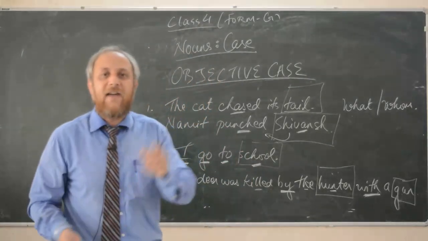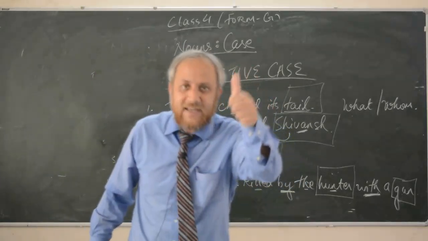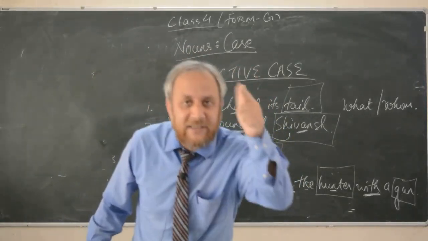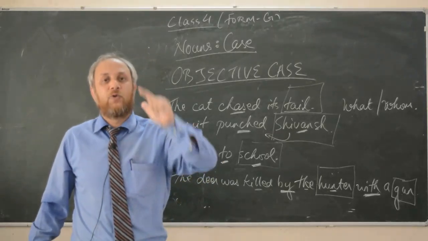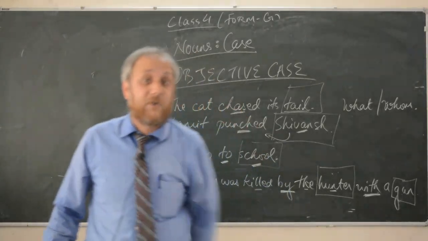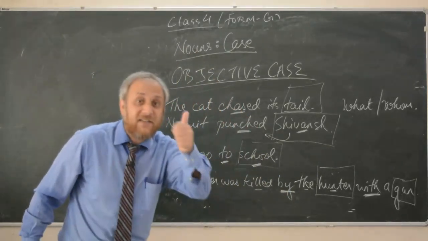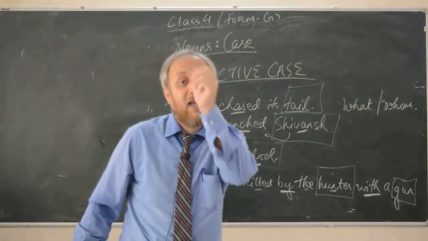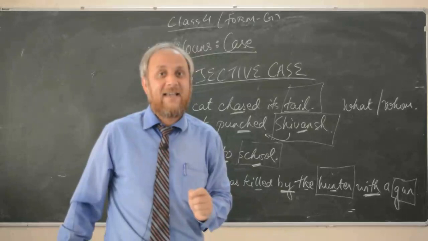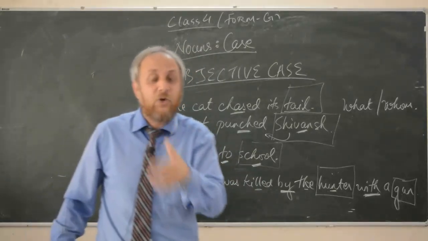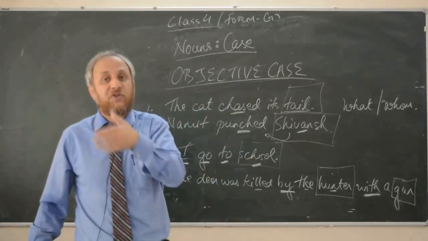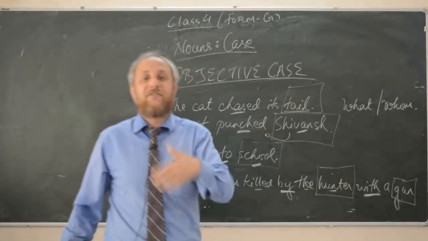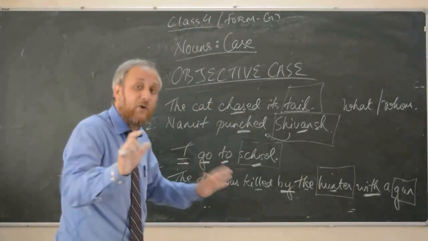There are a few more cases that we have to do. We have to do the dative case, we have to do the vocative case, and we also have to do the possessive case, kids. Okay, and the possessive case is very interesting, because there we have to use the apostrophe and the s, and then I will also teach you how to use the apostrophe with different nouns. So this is it for now.